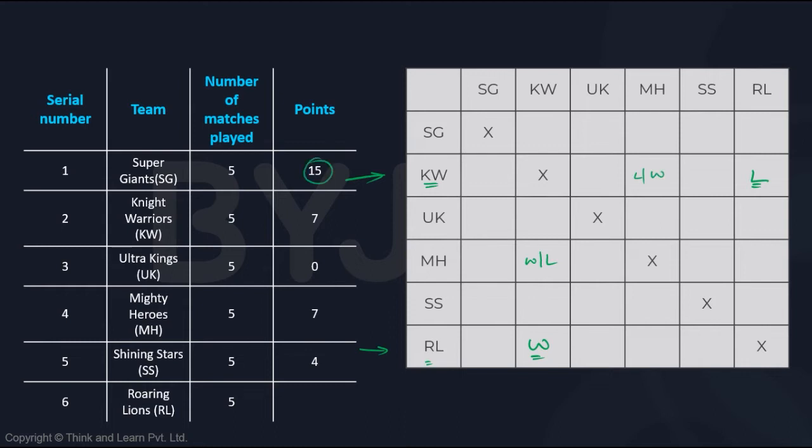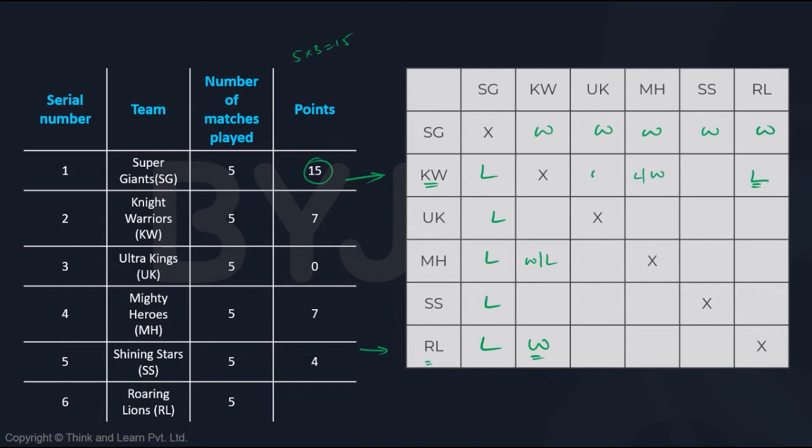Now start with Super Jains. Super Jains get 15 points, which means 5 into 3 is 15. All matches are won by Super Jains, right? Super Jains won all their matches. So Super Jains gets 5 wins. Win, win, win, win, win. So symmetrically, this will be a loss, loss, loss, loss, loss. Because everybody will be losing to SG.